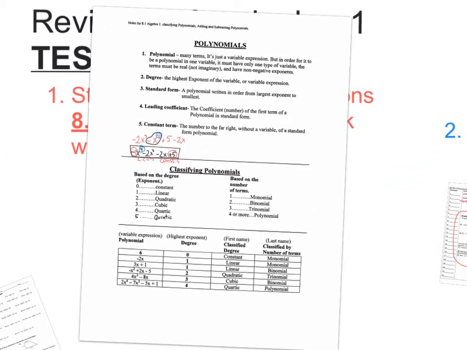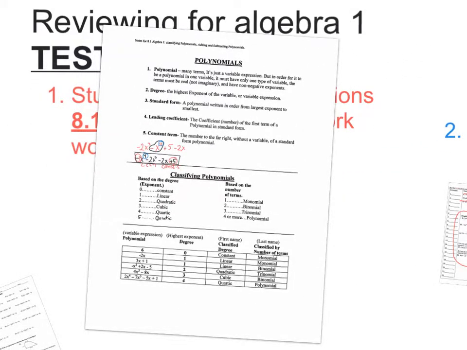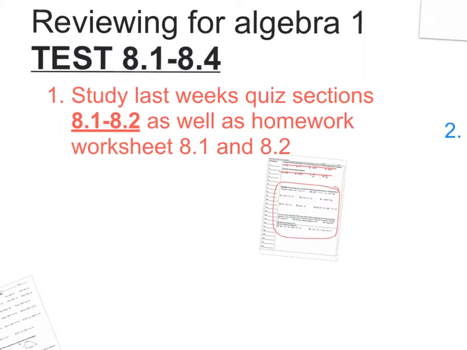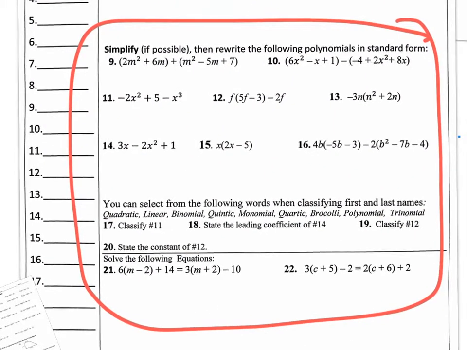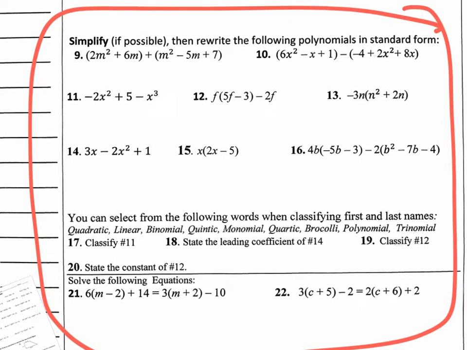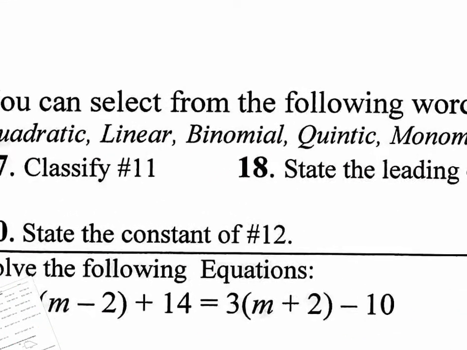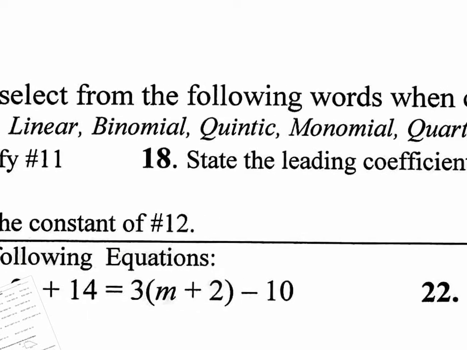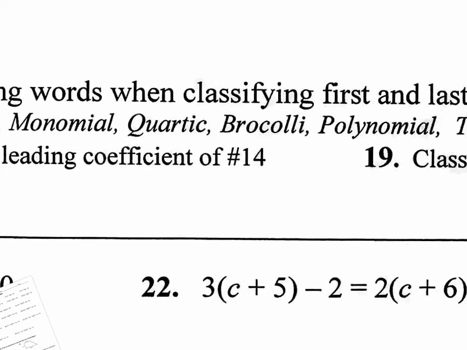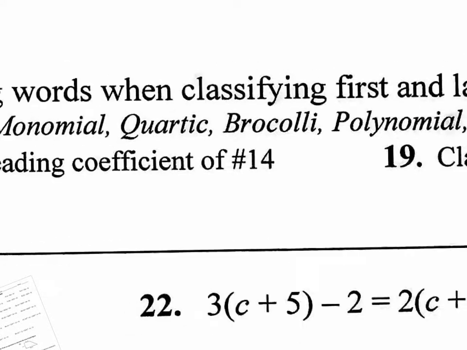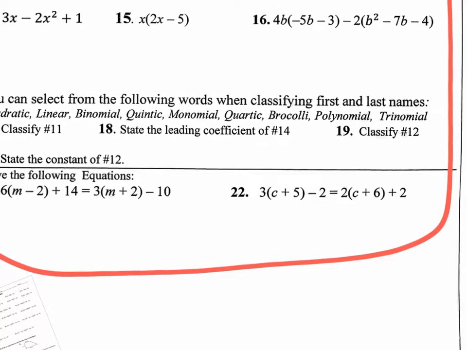So this is a good page of notes, 8.1, to study, okay? And like I said, going back to the quiz, it's good to practice, because we are going to have 8.1 stuff where you're adding polynomials, subtracting polynomials, rearranging into standard form. And like I said, the classifying, kind of like right here, I give you a list. Quadratic, linear, binomial, quintic, quartic, broccoli. What? Broccoli doesn't belong there. I just threw that in there. So you're going to have a list just like that.